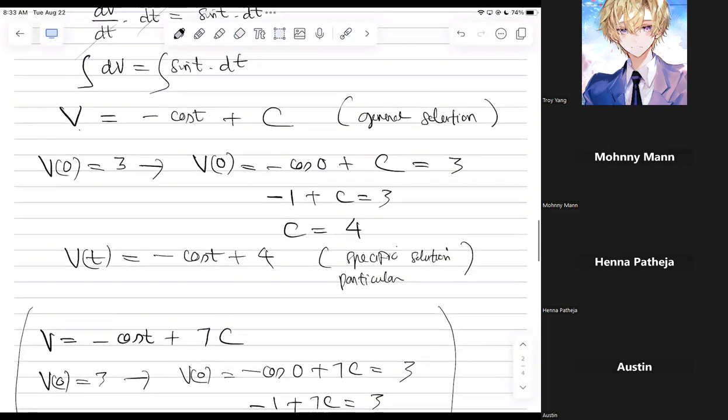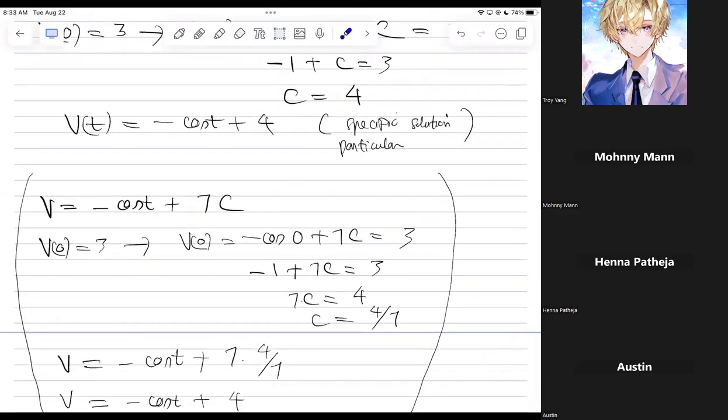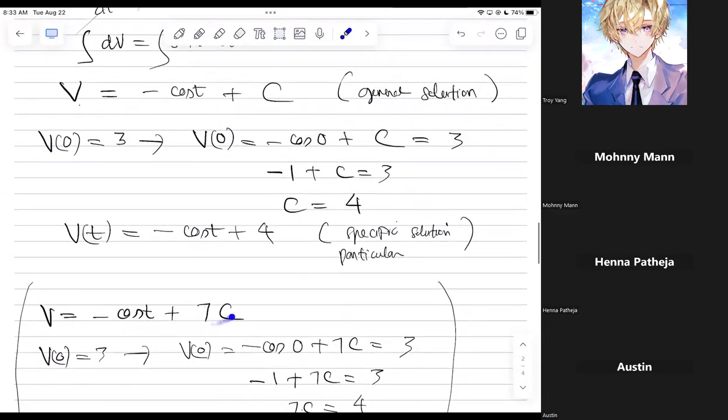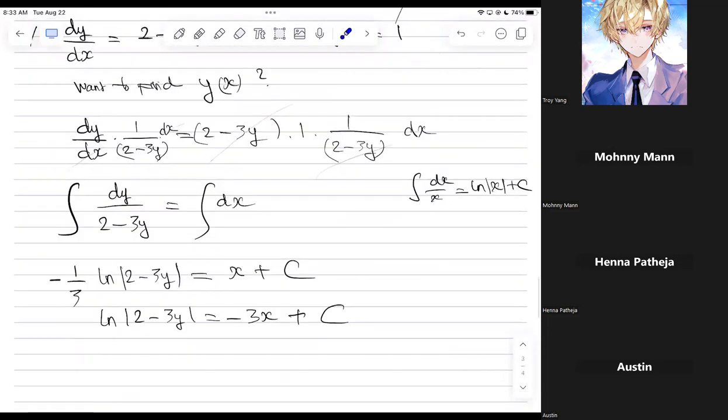Think about the problem I just gave you. If you write c or you write 7c, it's still right, because the constant right here only depends on the initial condition. With the initial condition, you can find c. So the same thing here: I have negative 3c, just the other constant, right? I just replace that by the other constant c.